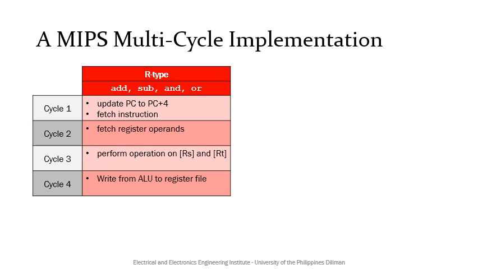For cycle 1, we will update the PC and fetch the instruction. For cycle 2, we'll fetch the operands from the register file. For cycle 3, we'll perform the ALU operation, and for cycle 4, we will write the result into the register file. Note that in this implementation, the number of clock cycles for an R-type instruction increased from 3 to 4 because we dedicated a separate clock cycle for writing into the register file.